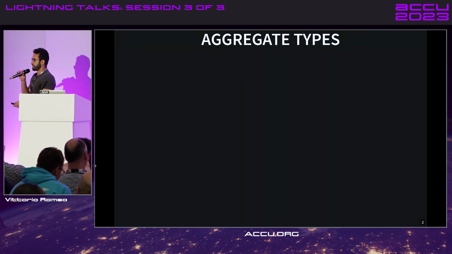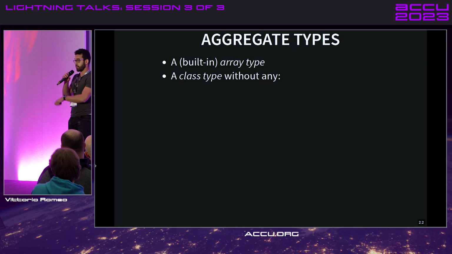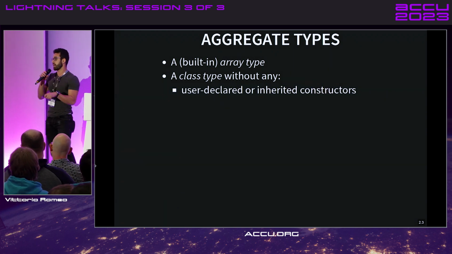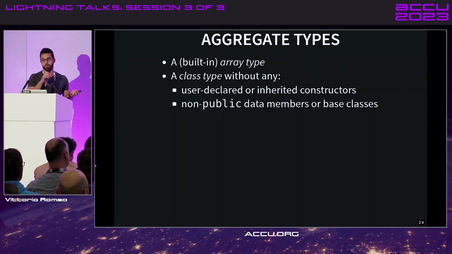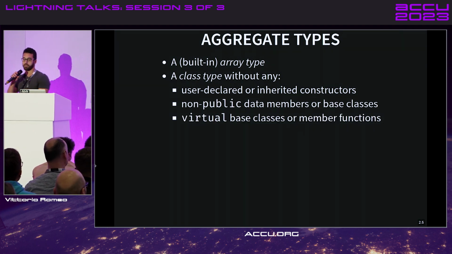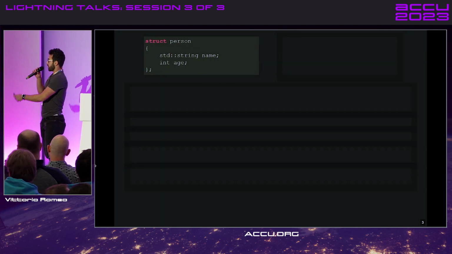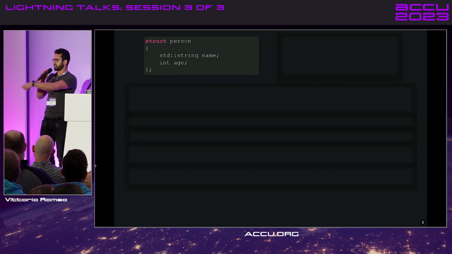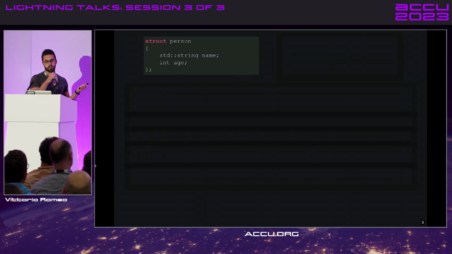Okay, aggregate types, what are they? They're either a built-in array type or a class type without any of these things. They must not have any user-declared or inherited constructors, non-public data members or base classes, or any virtual base class or member function. This is an example of an aggregate. Struct person has a name and an age. Doesn't matter if string itself is not an aggregate. An aggregate can be composed of things that are not aggregates.